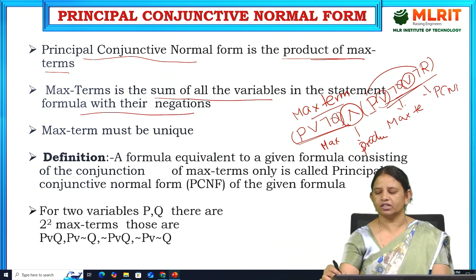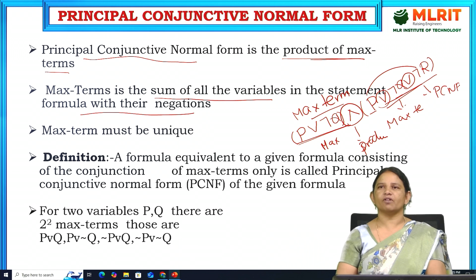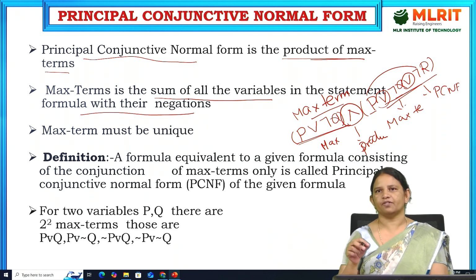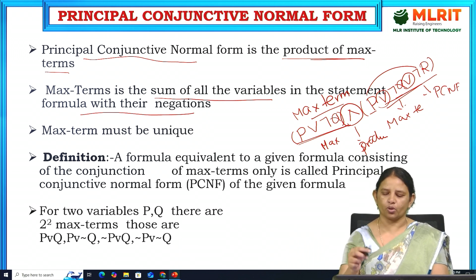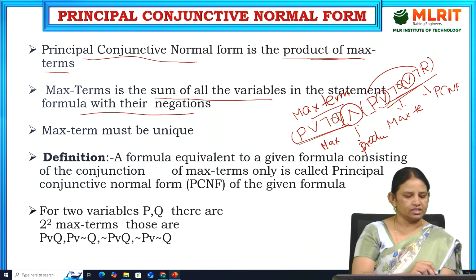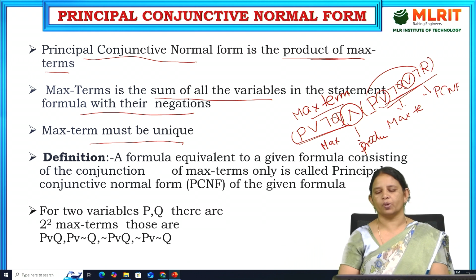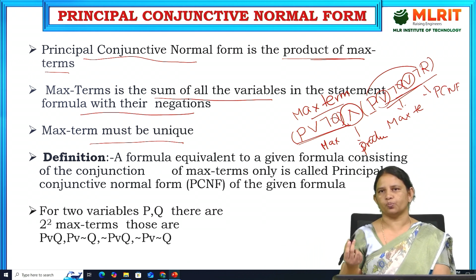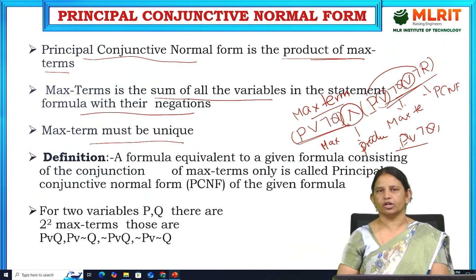So we need to convert the given statement into the required form of PCNF. What does PCNF consist of? PCNF consists of a product of max terms. What does the max term consist of? Sum of the variables or their negation. Anything may be accepted. Another condition is that a max term must be unique. There are no duplicates. Suppose P or negation Q, if the same term is present again in the given PCNF, we can drop it, because a max term must be unique. Duplicates are not allowed in the case of PCNF.